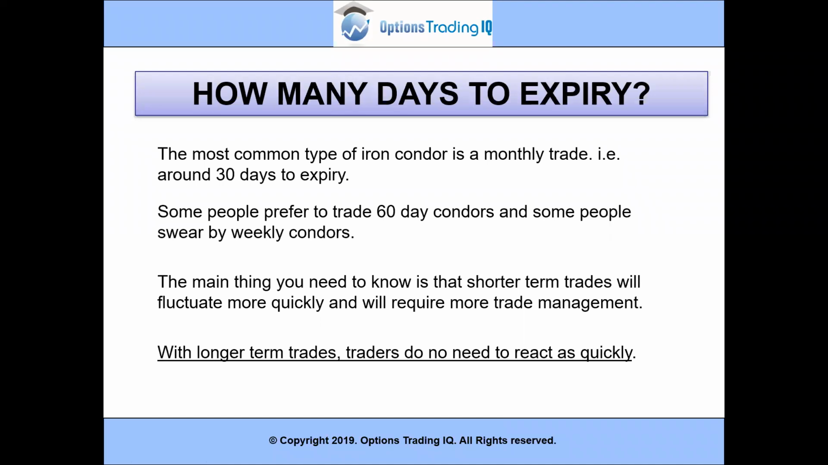How many days to expiry? So really important concept. The most common type of iron condor is a monthly trade, so around 30 days to expiry, sometimes 45 days, all right? Some people prefer to trade 60-day condors, and some people will swear by weekly condors. The main thing you need to know is that shorter term trades will fluctuate more quickly and require more trade management. With longer term trades, traders do not need to react as quickly.